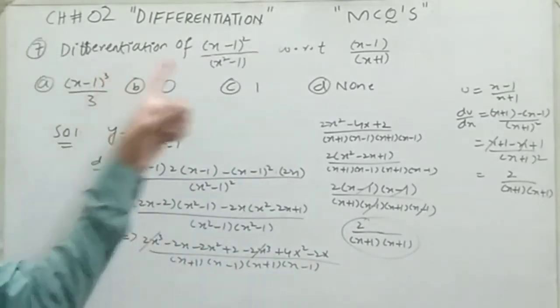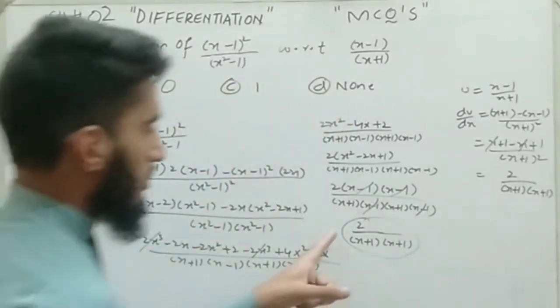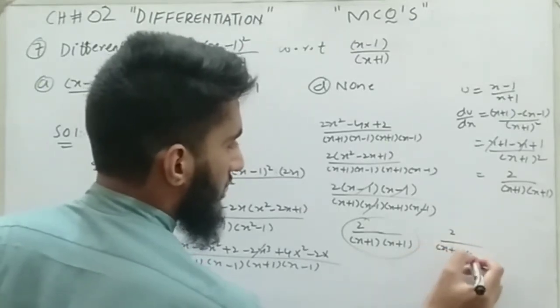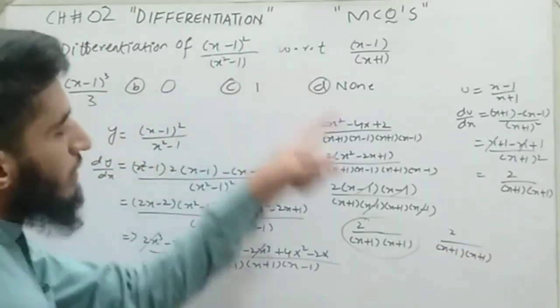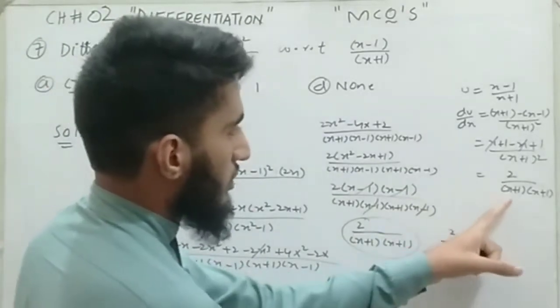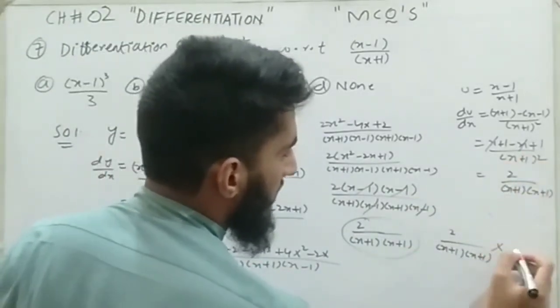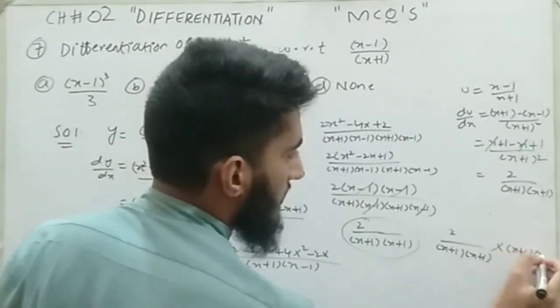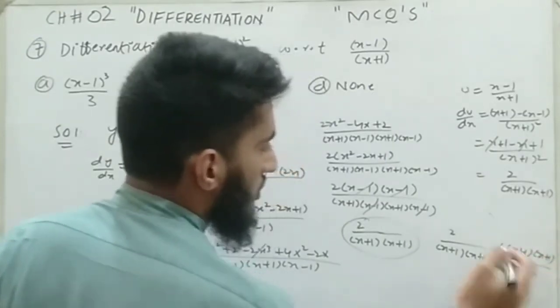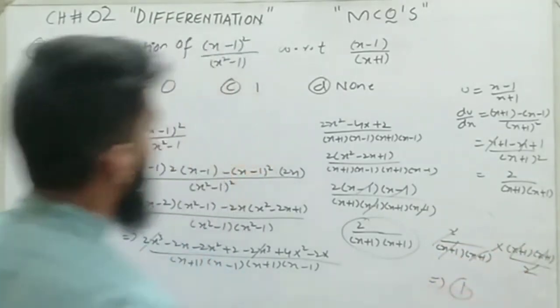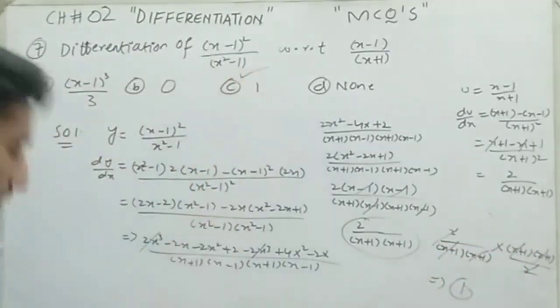Now let us differentiate this function with respect to this function. So this function, 2 divided by (x plus 1)(x plus 1), with respect to the other means that we will divide this function by this function. So if we divide, both the terms will reciprocate in multiplication: (x plus 1)(x plus 1) and divided by 2. So the 2 and 2 and (x plus 1) terms are cancelled with each other. We are just left with 1. So the required and desired answer is option number C.